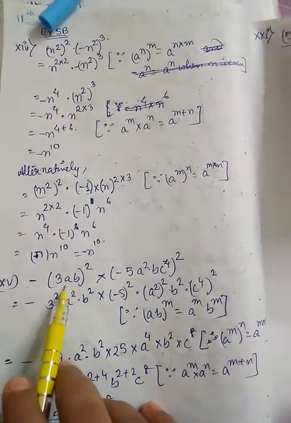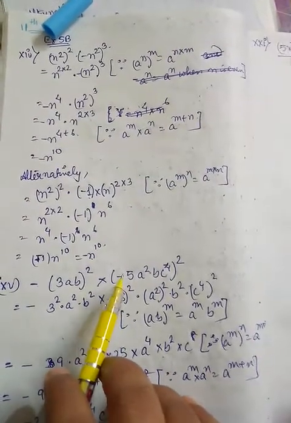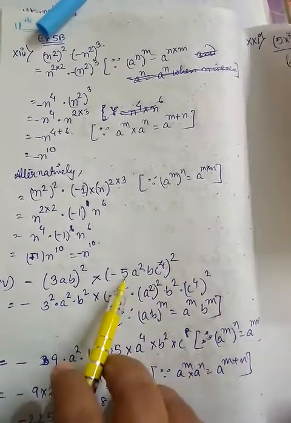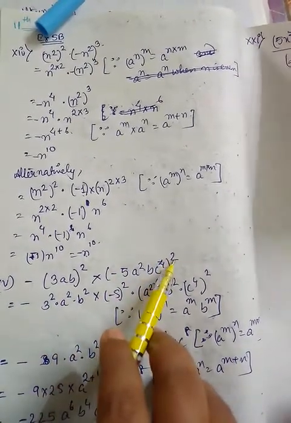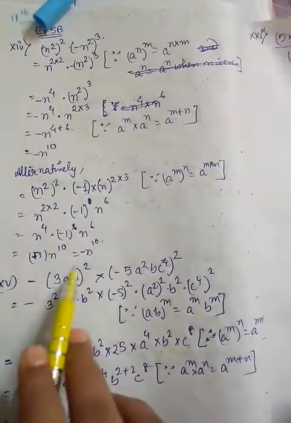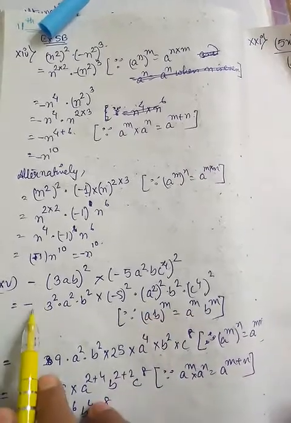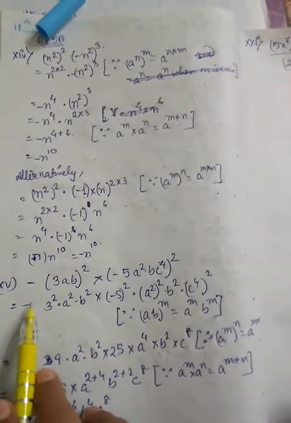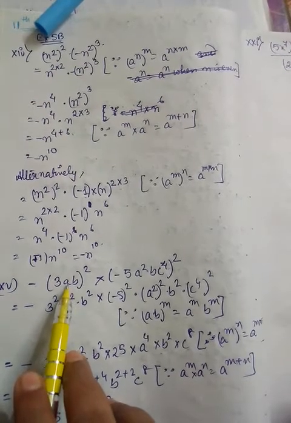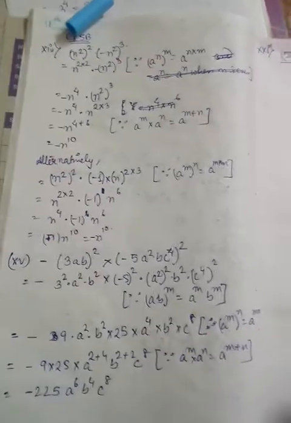So this minus will not be operated with 3ab whole square. However, you can see minus 5a square bc to the power 4 whole square. That means this minus will be operated when we are operating this whole square. So first we will expand these according to this form, and we will keep this minus sign as it is, because this minus is not getting operated when we are performing the operation on 3ab, and we will continue.